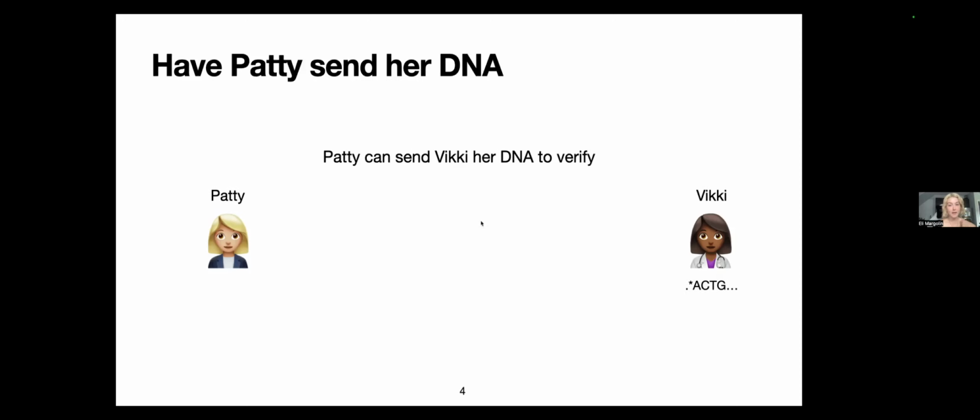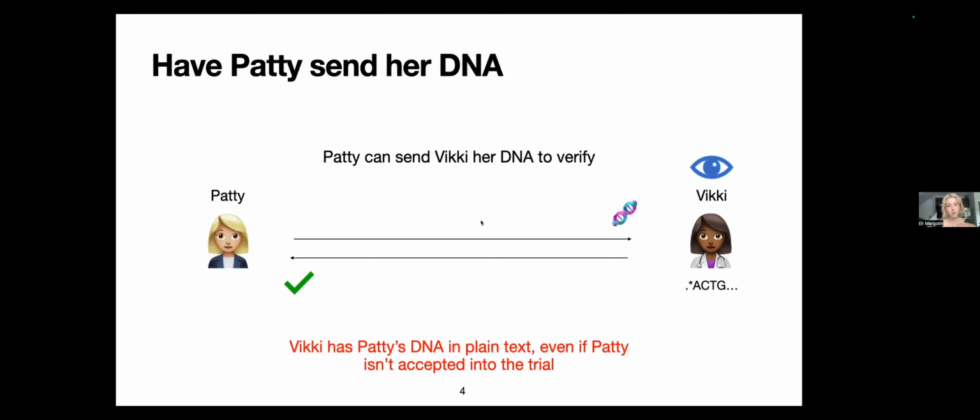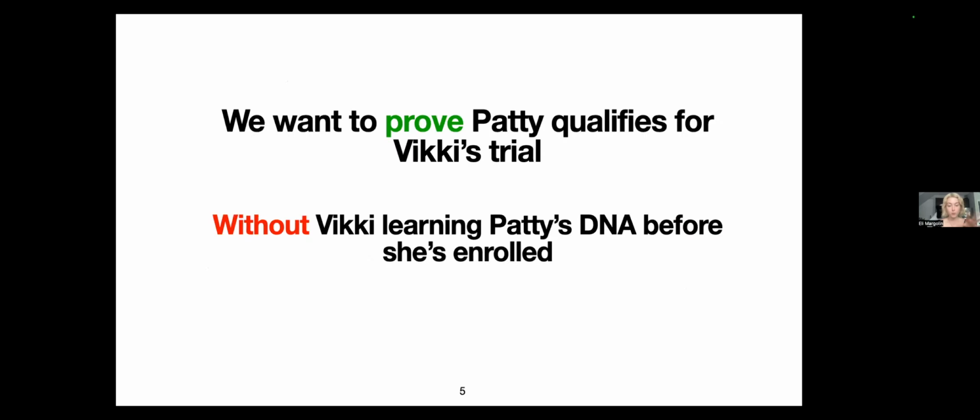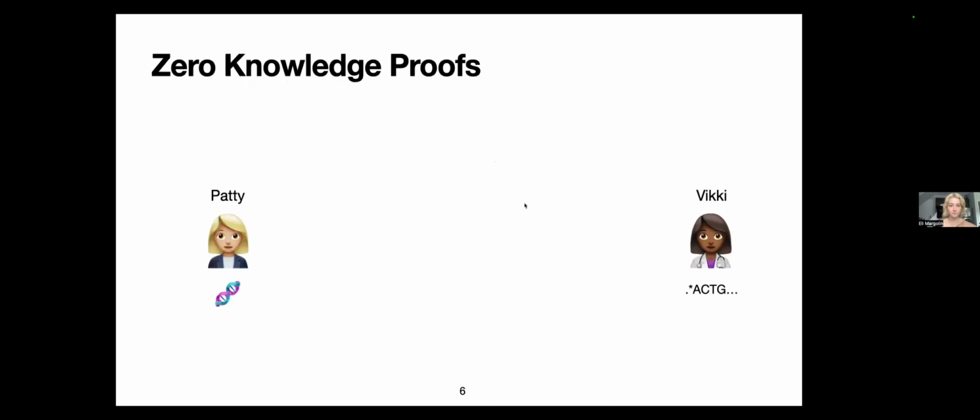In the real world, we have Patty send Vicky her DNA in the clear. Vicky then confirms that Patty has the correct genetic mutation and can make a decision about whether or not to enroll her in the clinical trial. But the problem here is that Vicky has Patty's DNA in plain text, even if Patty isn't ultimately accepted into the clinical trial. So we want to prove that Patty qualifies for Vicky's trial, meaning her genetic code matches the regular expression of the mutation Vicky is looking for, without Vicky learning Patty's DNA before she's been enrolled.